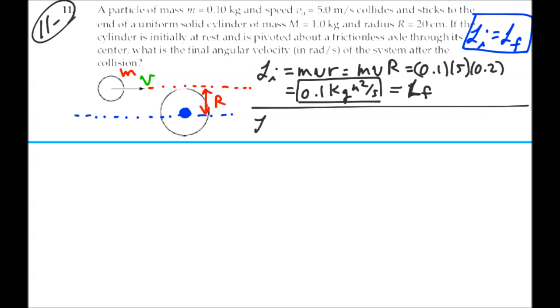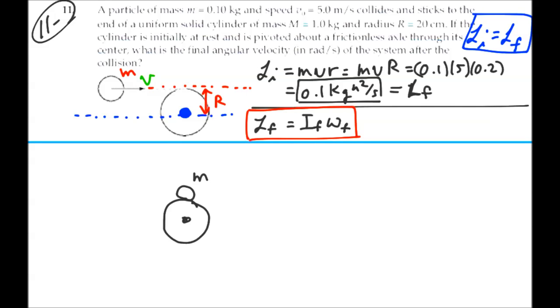Well, our final angular momentum is equal to our final moment of inertia times our final angular velocity. So if we know our final moment of inertia, we can solve this for our final angular velocity, and that's going to be our plan. So let's find our final moment of inertia. In the final analysis, we have the cylinder like this, and it's got this point mass connected to it, and the moment of inertia of this system is the combination of the two.